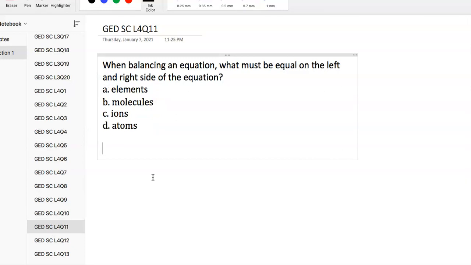Okay, back to balancing equations. When balancing an equation, what must be equal on the left and right side of the equation? Is it elements, molecules, ions, or is it atoms? And what we were doing is atoms. So the number of atoms must be equal on each side of the equation.